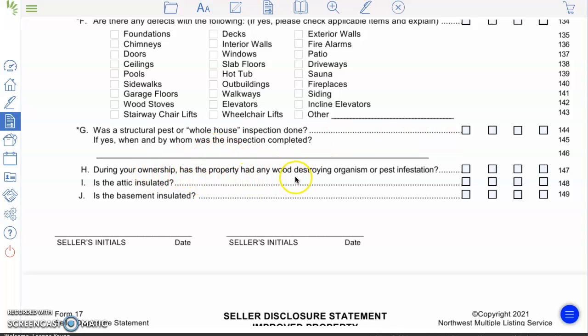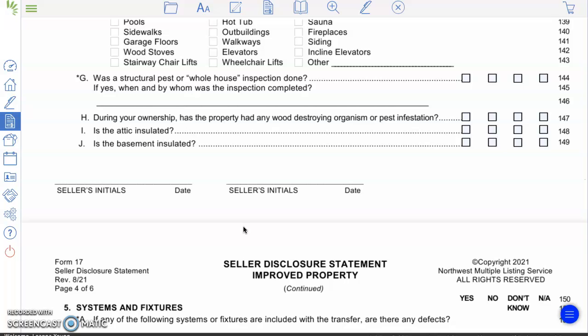During ownership, has the property had any wood destroying organisms or pest infestation? So if you've had a rodent issue or anything like that, you would check yes, and then you can explain on the last page. Is the attic insulated?